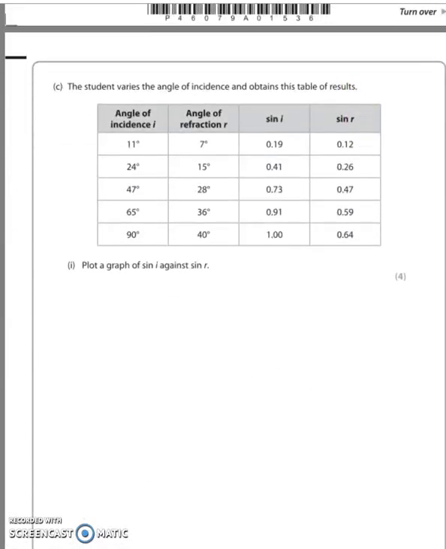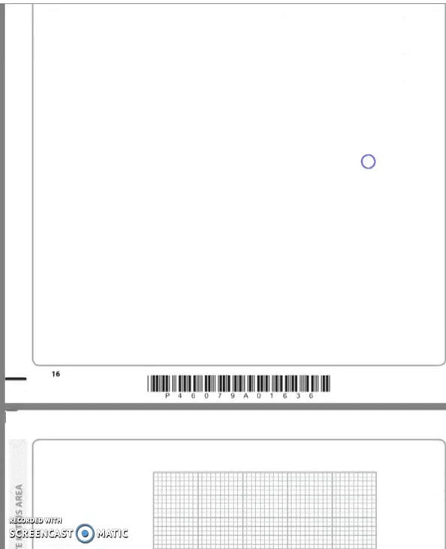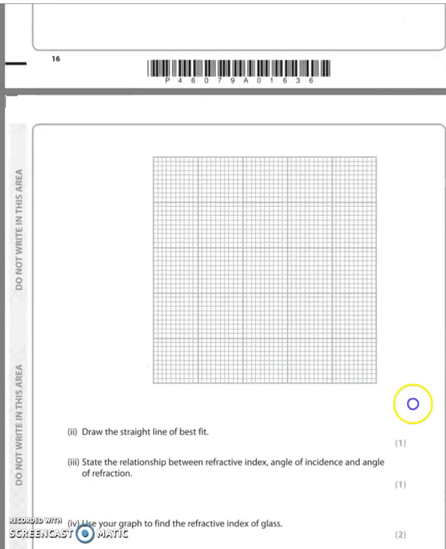So as always, it's a physics paper, so we've got to have some kind of a graph in there. And you have a table of results where you've got angle of incidence, angle of refraction, and then they've taken the sines of those angles there as well. So it wants you to plot a graph of sine I against sine R.